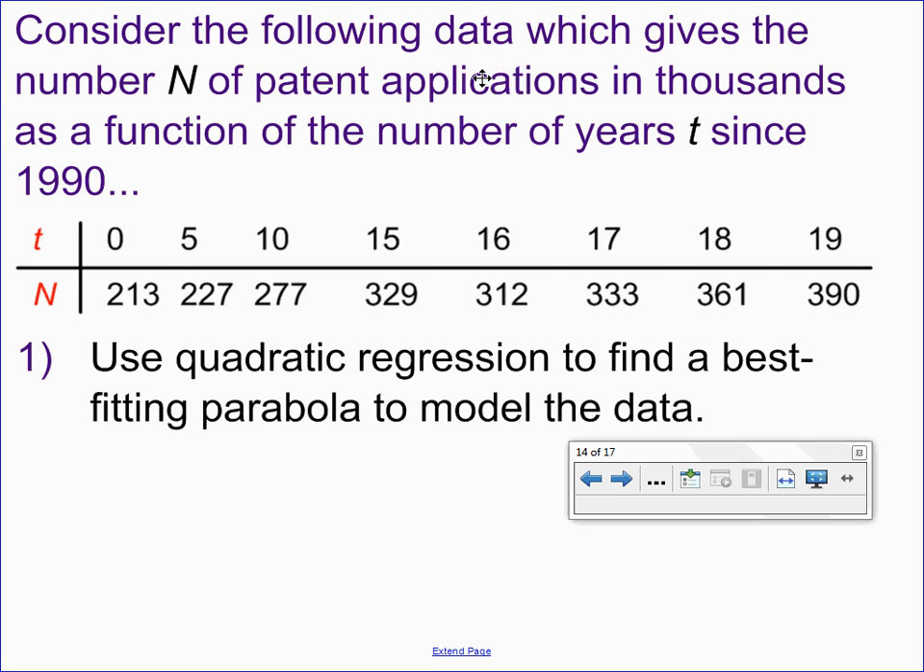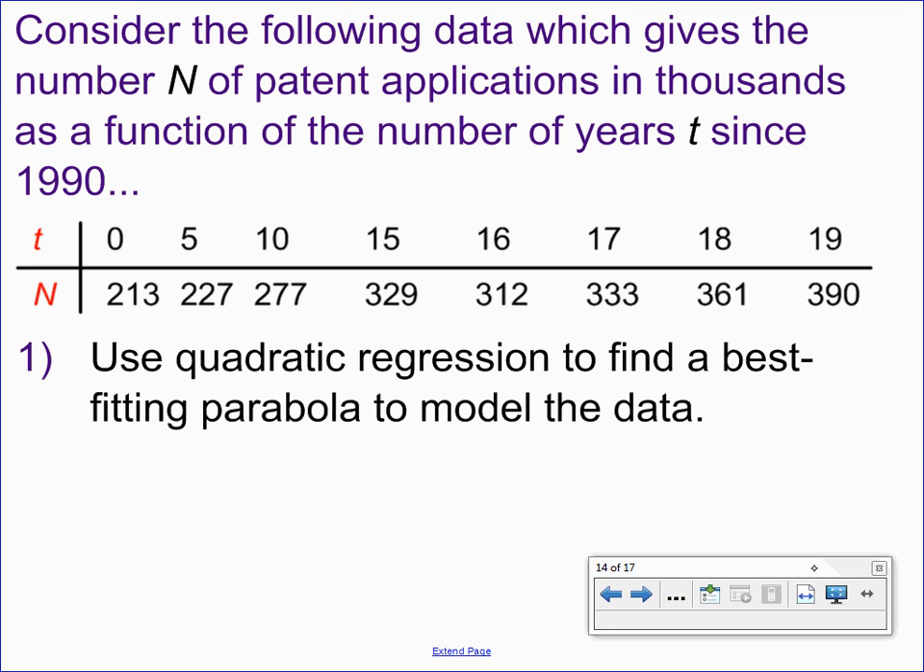Let's consider the following data, which gives the number n of patent applications in thousands as a function of the number of years t since 1990. Let's go ahead and use quadratic regression to find a best fitting parabola to model that data.